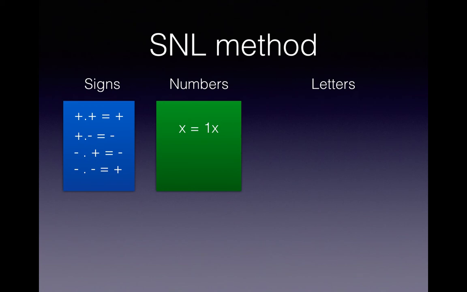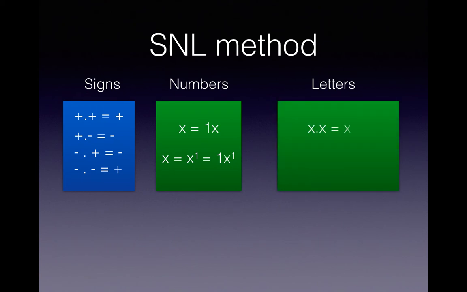The other thing I'm going to remind you of is x can be written as x to the power of 1, which is the same as 1 by x to the power of 1. That's just a reminder. That'll come in useful later on. And then when you're multiplying the letters together, we need to remember that when you're multiplying two numbers that have the same base but different indices, you add the indices together. So x by x is the same as x to the power of 1 by x to the power of 1. And what you do there is you add the indices. 1 and 1 gives you x to the power of 2.